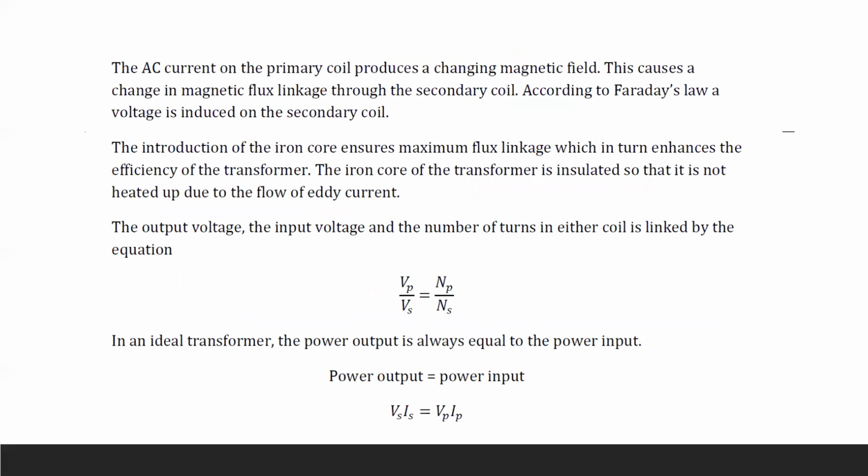A transformer only works efficiently with AC, and does not work with DC because DC produces a constant magnetic field. A variable DC can be used, but constant DC cannot be used to produce induced EMF.